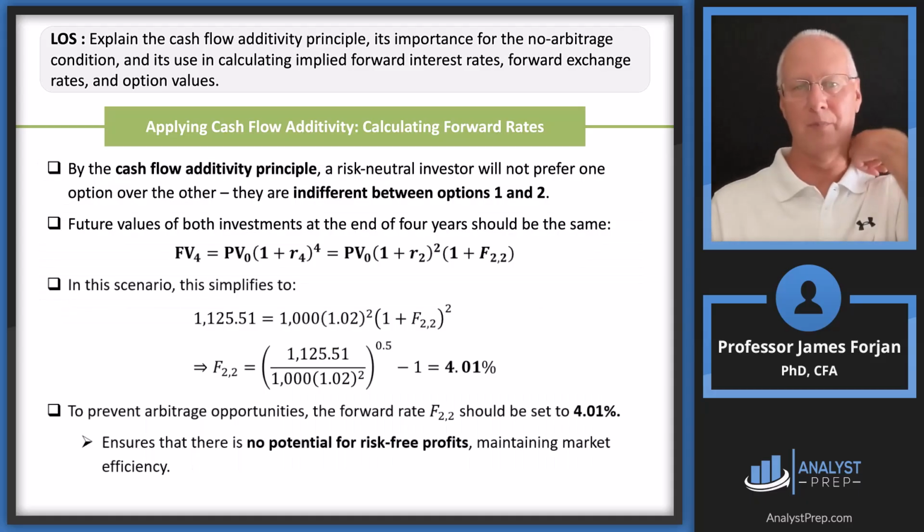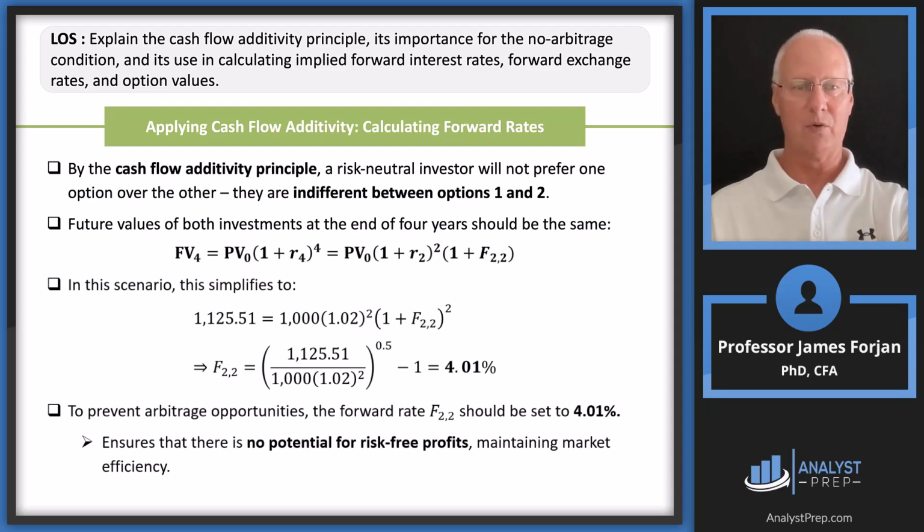So look down in the third box. So what are we doing? 1125.51. We're forcing that future value to equal, there's my 1,000, there's the 1.02. Don't forget to raise it to the 2 power because it's 2 years. And then what is that forward rate? So we need to go ahead, well, we'll do some algebra there. So look at the bottom arrow point. Ensures that there is no potential for risk-free profits and maintaining market efficiency.